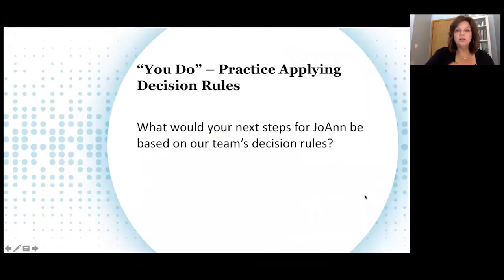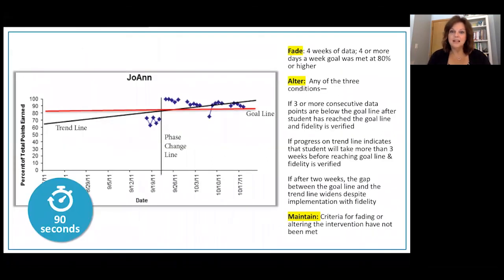Okay, so let's have you look at Joanne. We're going to keep the same team decision rules just because now you've kind of learned them a little. I'm just going to give you 90 seconds to decide if this was your kiddo, if you had Joanne, would you begin to fade her from the intervention? Would you be altering the variables in some way, and you don't have to figure out how, or maintain the intervention? So go ahead, we'll put 90 seconds. Think about what you're doing for Joanne. Fading, altering, maintaining.